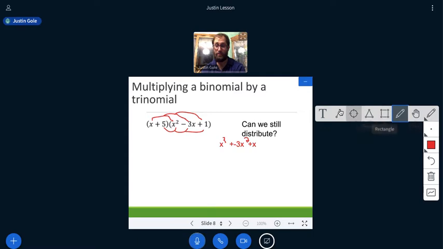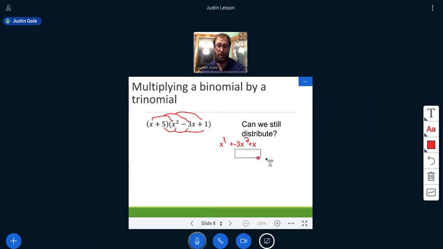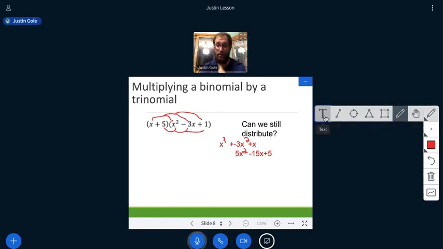5 times, and you guys are going to notice I'm going to line these up a lot like we did on Wednesday, right? 5x squared, 5 times x squared, minus 15x plus 5. Negative 3x times 5 is negative 15x. 1 times 5 is 5. And this is x squared. And now we just add everything down the line, right?